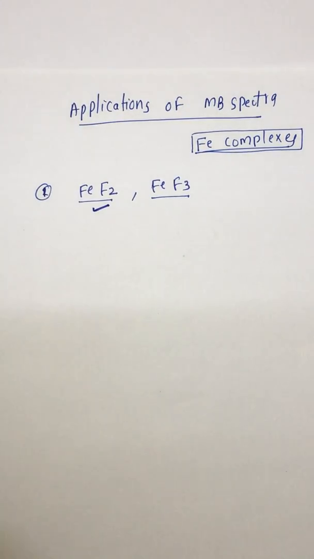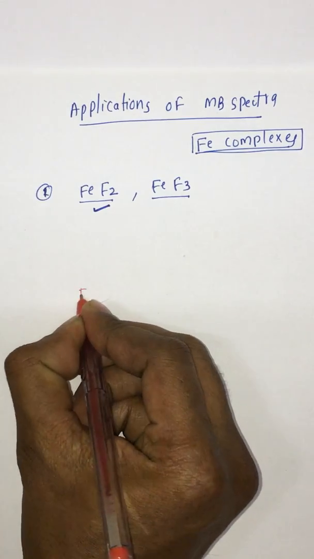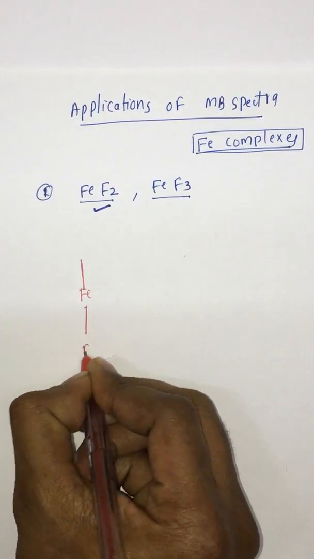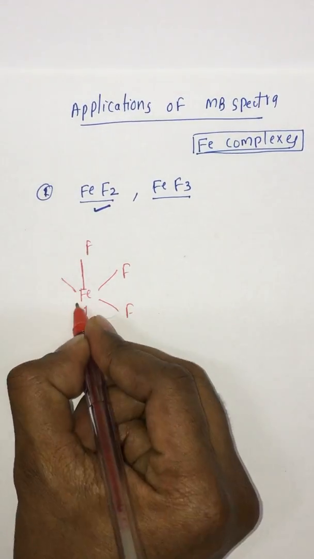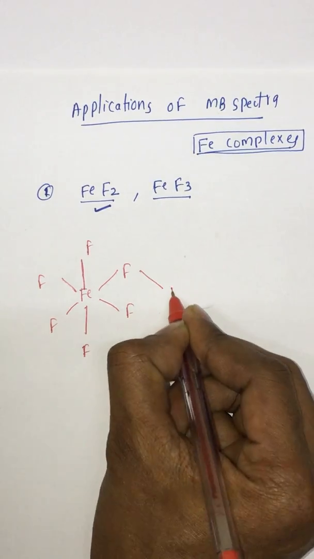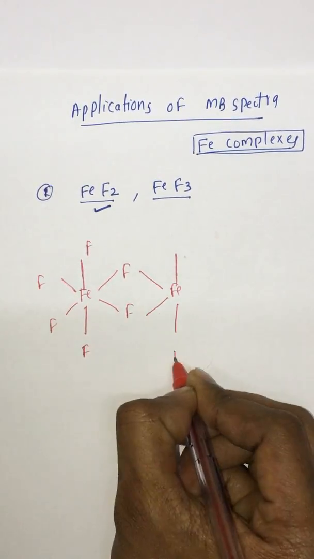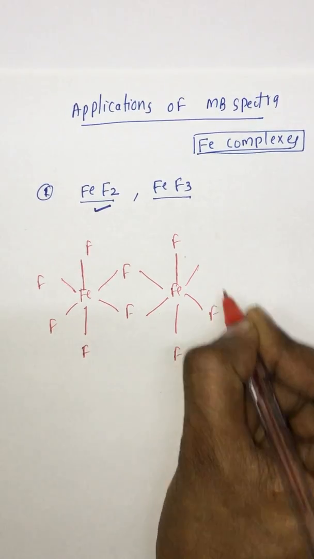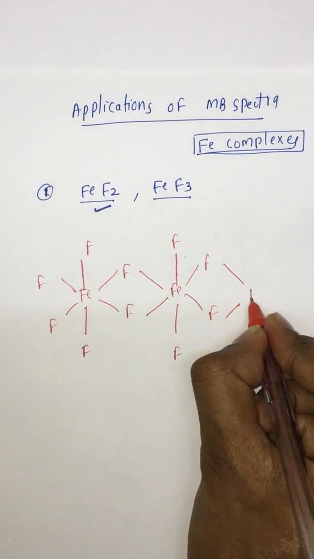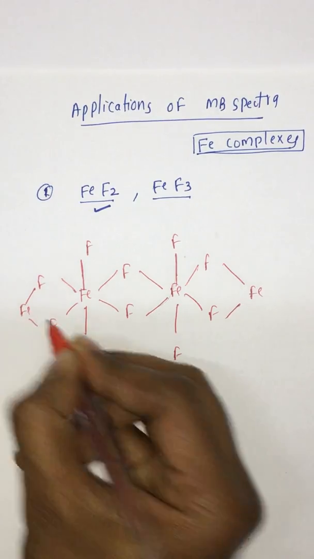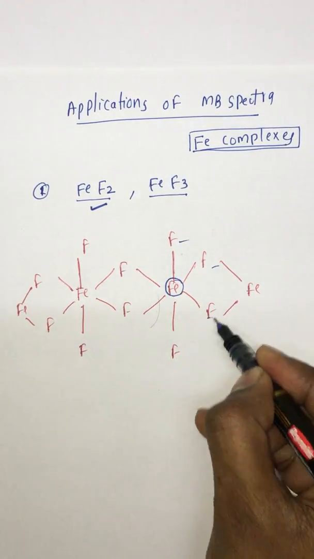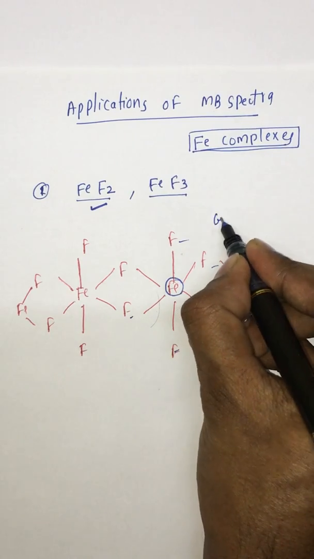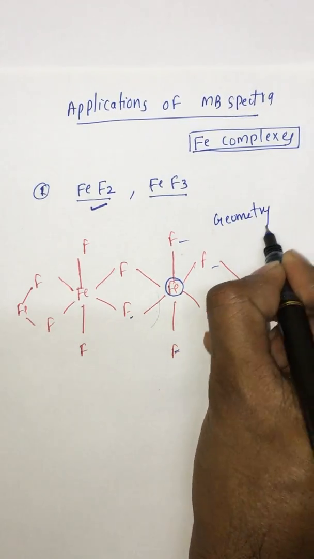So the structure of FeF2 looks like this in the crystal form. Each iron atom is surrounded by 6 fluorine atoms, like this. So now we'll take one iron atom. Each iron atom is surrounded by 6 fluorine atoms, which means the geometry is symmetric.